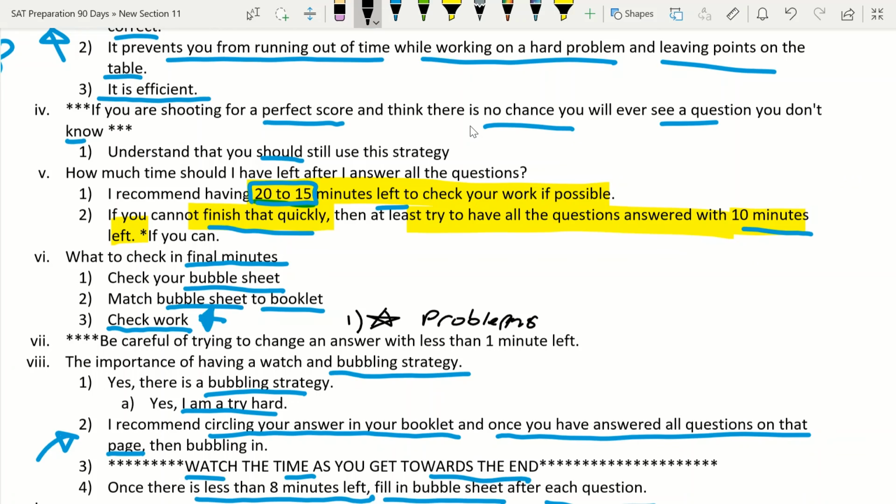So another part of that is making sure that if there is a problem that you want to check your work on at the end because you're not totally sure, star it. That way you know when you have time left, go back and check your work on that one first.